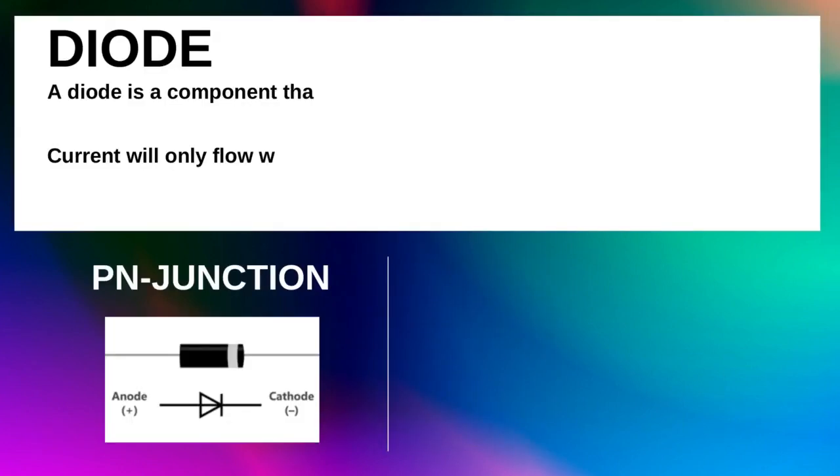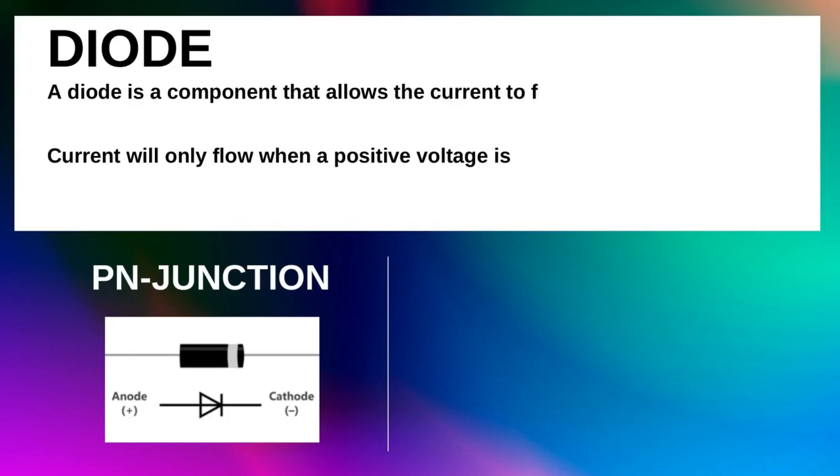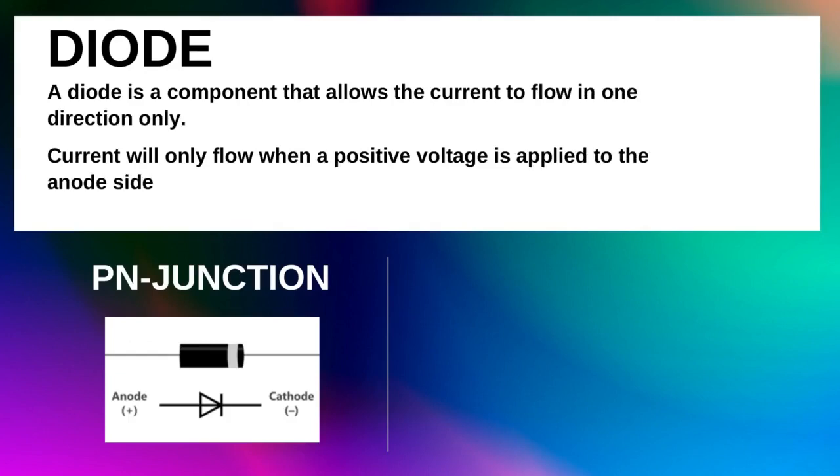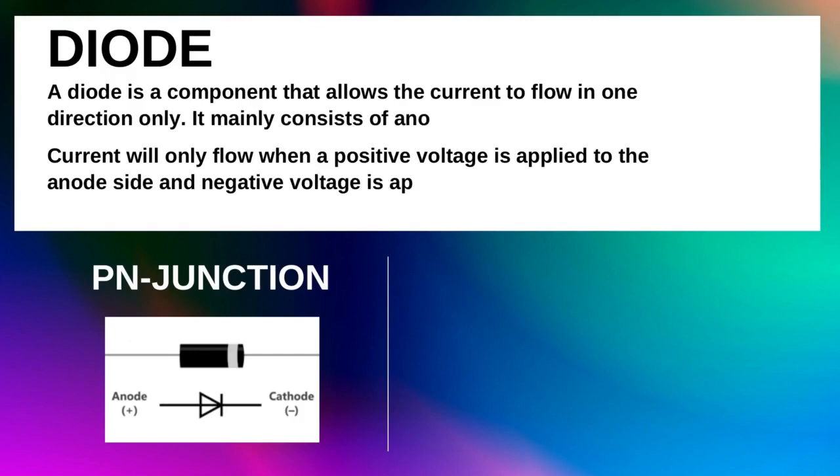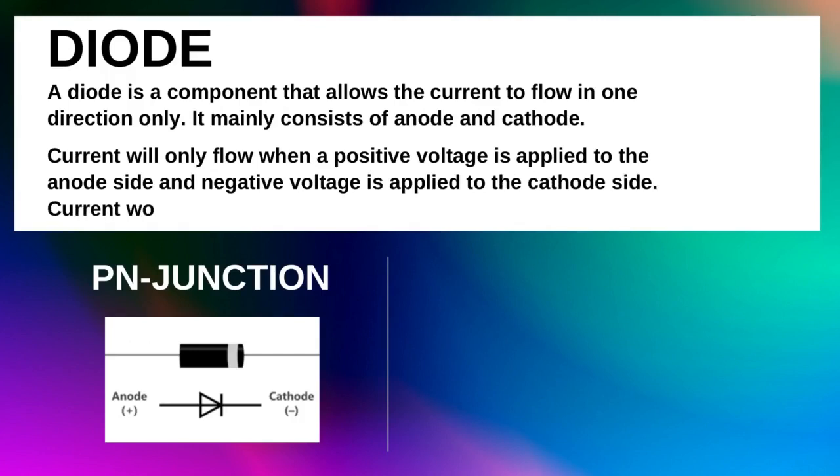Diode. A diode is a component that allows the current to flow in one direction only, and it mainly consists of an anode and a cathode. Current will only flow when positive voltage is applied to the anode side and negative voltage is applied to the cathode side. Current won't flow in reverse order.